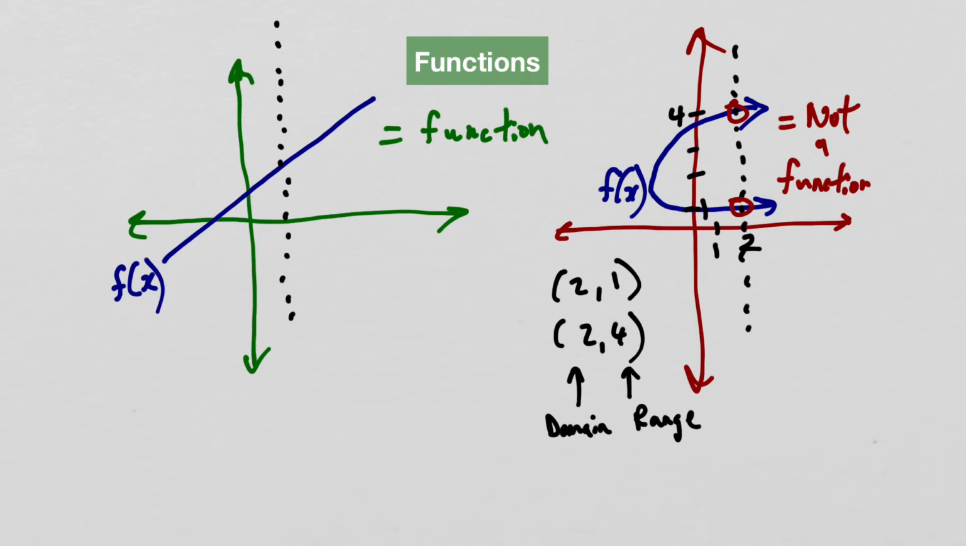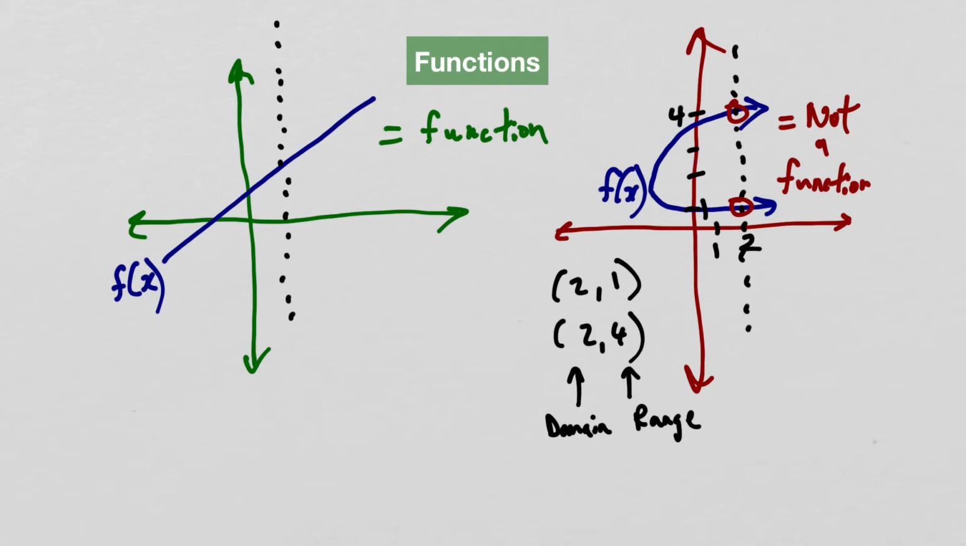Okay? The easiest way to determine if a graph is a function, in my opinion, is to use the vertical line test. Okay? If it crosses that function only once, then it is a function. If it crosses that function more than once, then it is not a function. Okay?